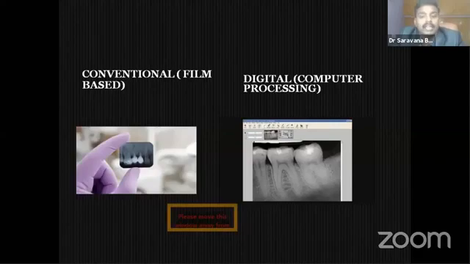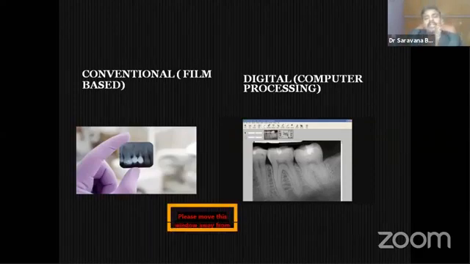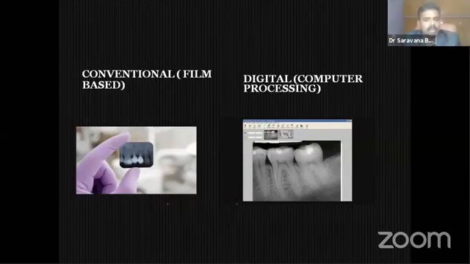Okay, here the radiographic sensor will get exposed to the X-rays. The data will be stored in the radiographic sensor. Immediately after the computer processing method, within a second, we are able to see the images on the monitor. This is the basic difference. That is the manual processing method. Here it is a computer processing method.